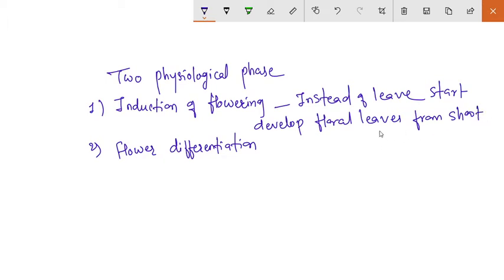Meristem is a tissue which is in the state of division, which shows continuous division and redivision and produces new cells.